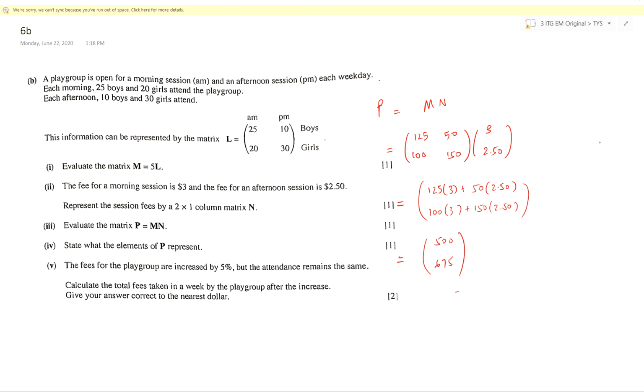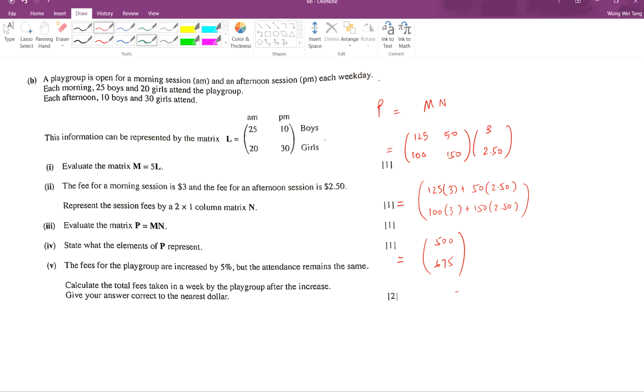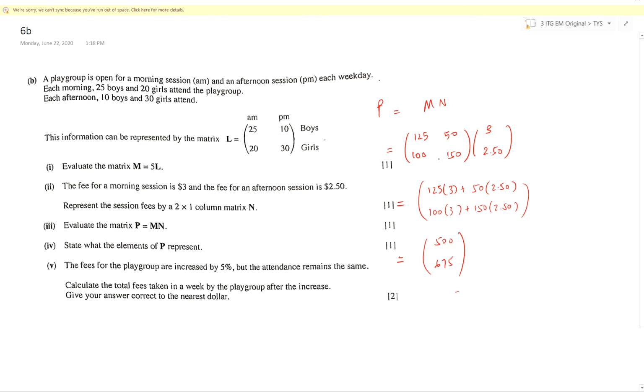So the strategy to do this, after you have written down your matrices, this is in part 3, where you were evaluating. Put in the headers. Just copy them down. AM, PM. Due to a lack of space, boys and girls, let's just put it at the side. This is the header, not difficult. Move on to the other matrix. Your 3 and 2.5 refer to money, the fees. Both of them are fees.